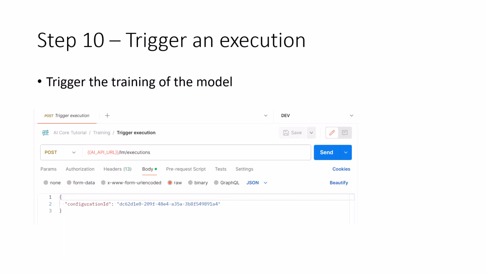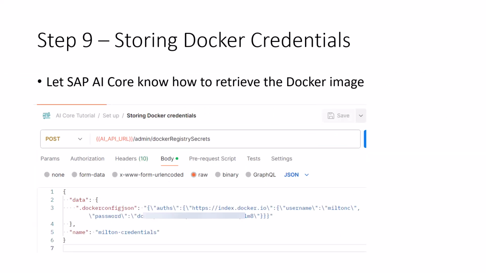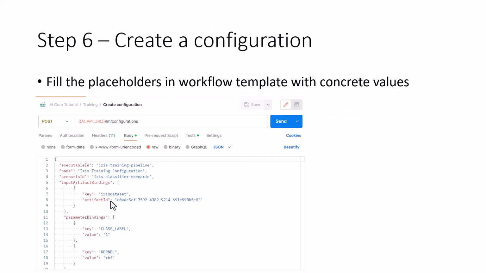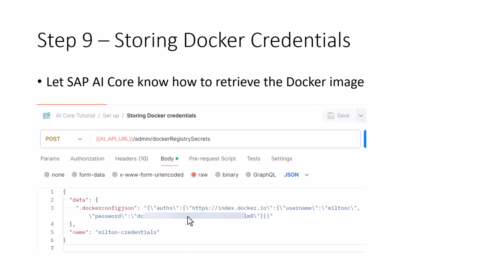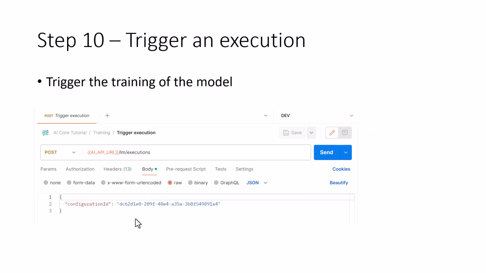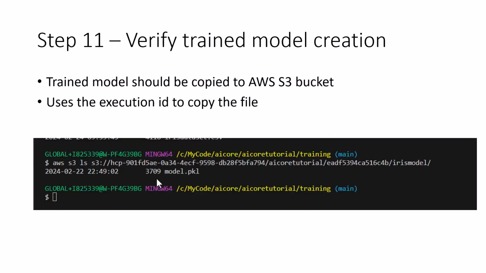Okay, so now what we can do is trigger the training of the model. So for this, with the configuration that we created some time ago, this is where we created the configuration. So this will give us a config ID, make a note of this, and then we can go ahead and trigger the training of the model. And so this will start the model and it will complete. And once the execution is complete, this will go ahead and create the model. And this model will be copied to the AWS S3 bucket.